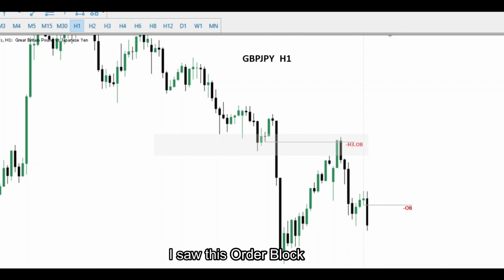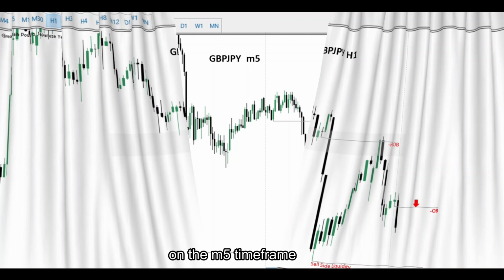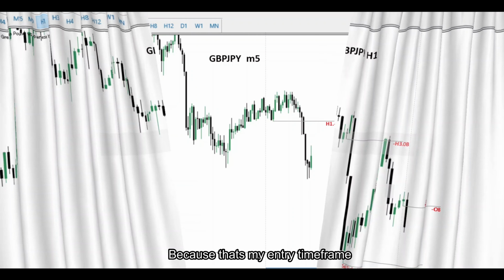I saw this order block, which is valid because of this fair value gap on the left, and also the displacement afterwards, which broke market structure. So I had my sell limit on this order block. So let's have a close look on the M5 time frame, because that's my entry time frame.